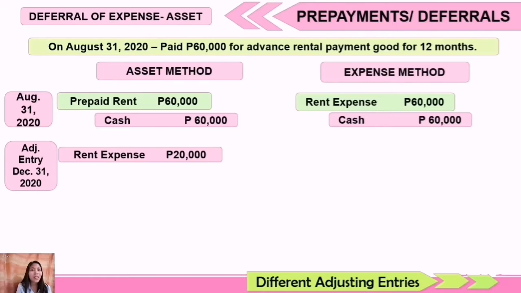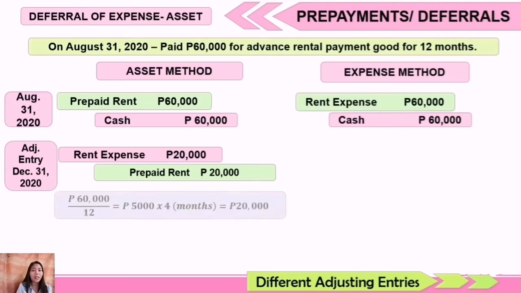Now for the adjusting entry on December 31, 2020, under the asset method, we have rent expense debit. It represents the amount of the rent that was used up, that's why it's an expense. Then credit prepaid rent because it's a decrease in our prepaid rent. When we say prepaid, it is paid in advance, then we have used up a portion of that, meaning we are decreasing that certain asset that we have paid for in advance. That's why it will be credited.